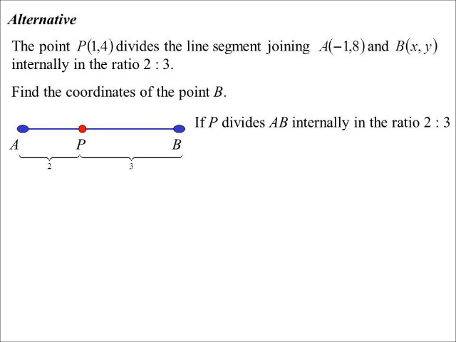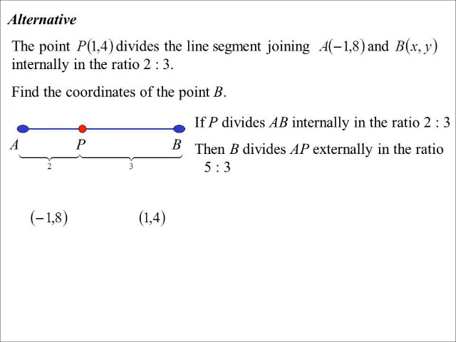Well, B will divide AP externally. So I could change the question to be B divides AP externally in the ratio, well, B to A, well, that's 3 plus 2, so 5 parts all up. And B to P is 3 parts all up. And then I'll just do it like I did the other ones. Let's find the point that divides minus 1, 8 and 1, 4 externally. So I'll make one of the ratio numbers negative. In the ratio 5 to 3.